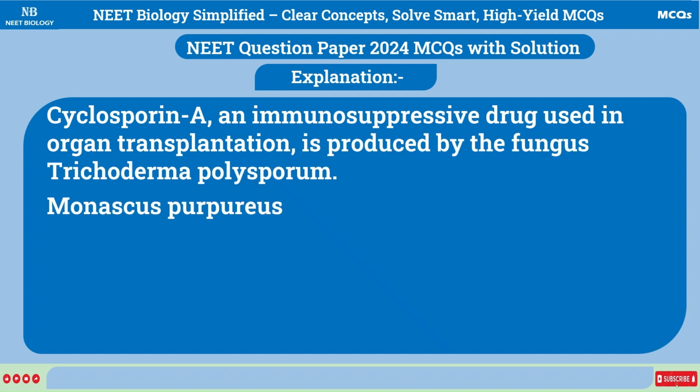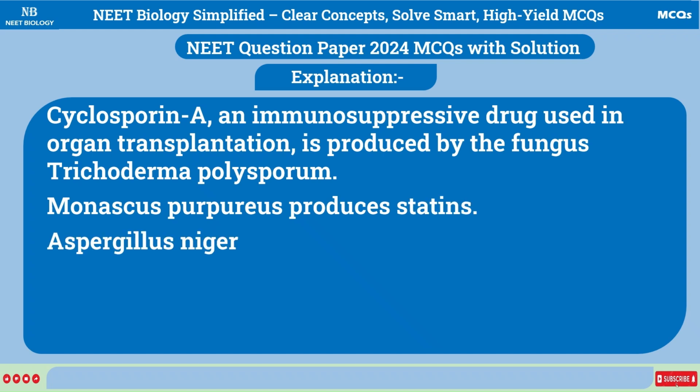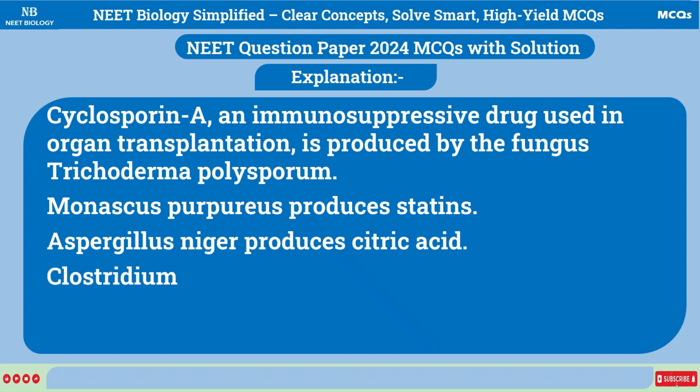Monascus purpureus produces statins. Aspergillus niger produces citric acid. Clostridium butylicum is used in butyric acid production.